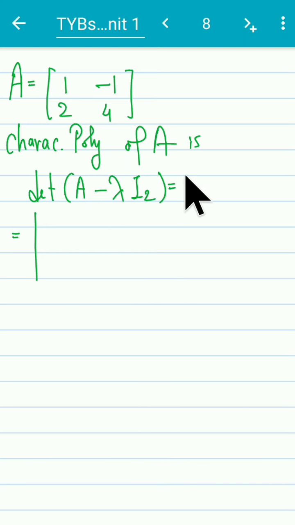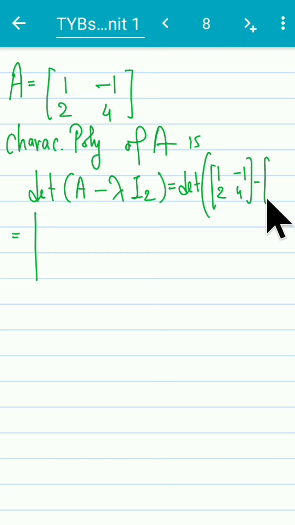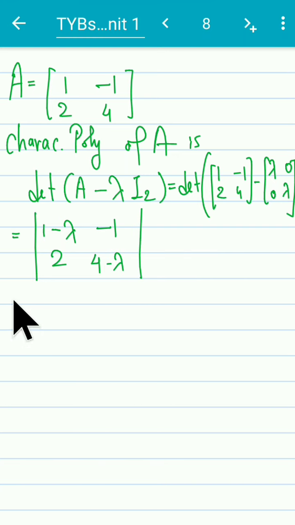That is the same as the determinant of the matrix [1, -1; 2, 4] minus lambda times the identity [1, 0; 0, 1]. Correct? Okay. So that is the same as the determinant of [1 minus lambda, -1; 2, 4 minus lambda]. So this is nothing but equal to what?